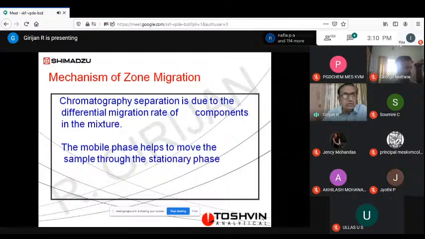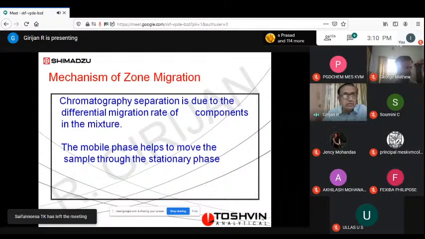That is, their migration rates are different. And that is why one compound is coming at one time and another compound is coming at a different time. And the difference in time is basically because of the difference in the degree of affinity of each compound towards the stationary phase. Okay, so that is what is known as differential migration rate.